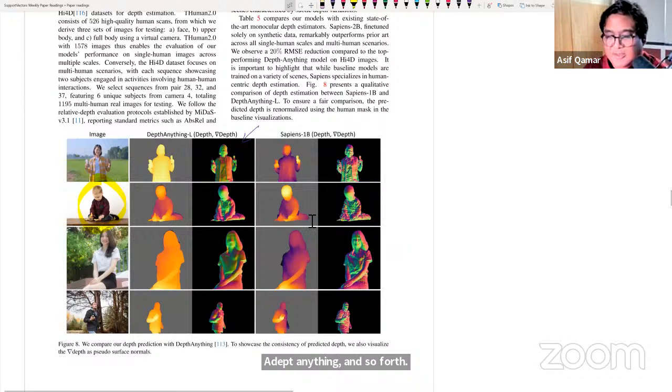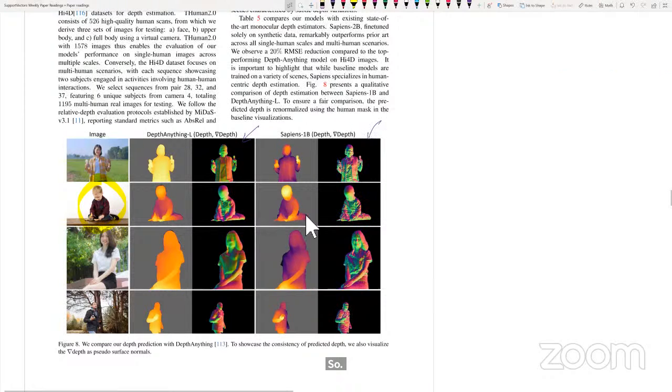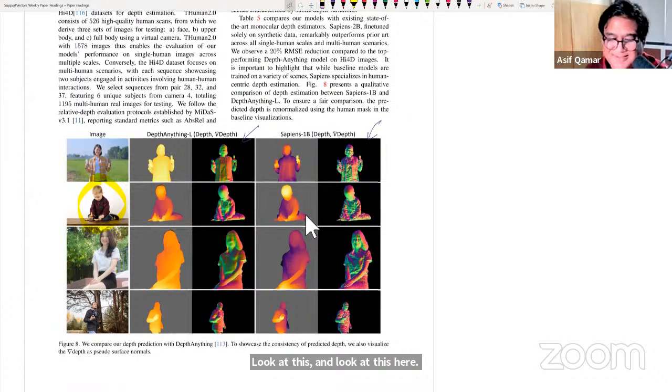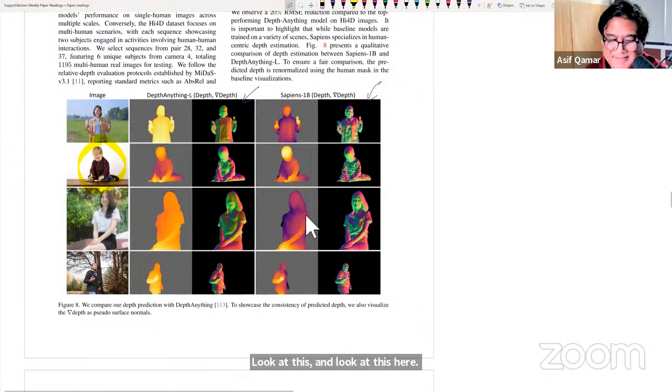Look at this and look at this here. It's like a 3D image. Yes, practically a 3D image. It's amazing, actually.